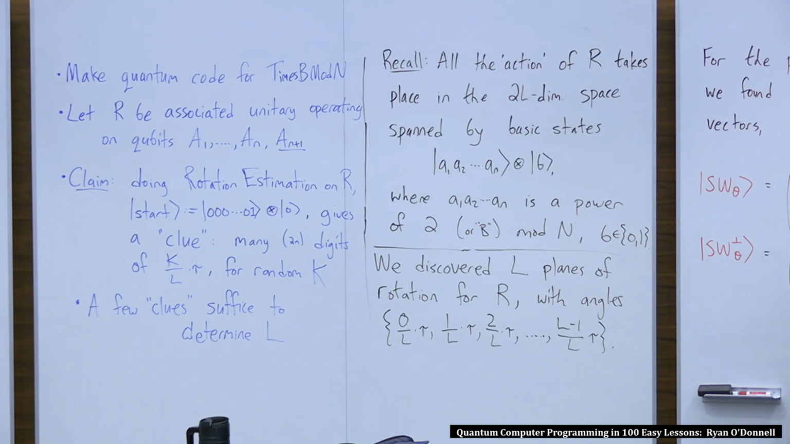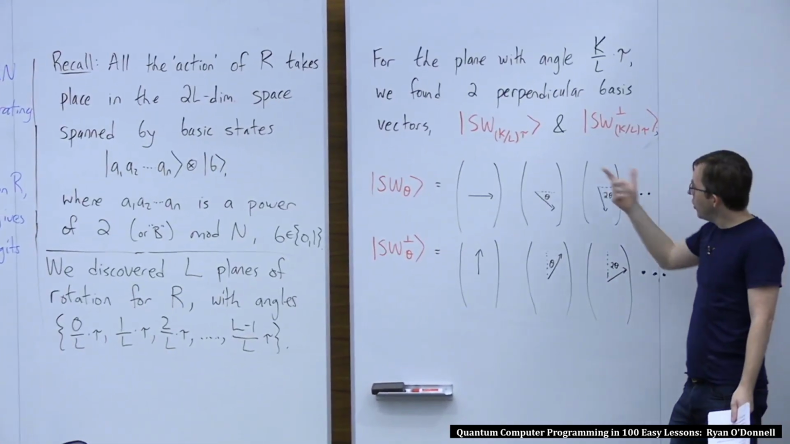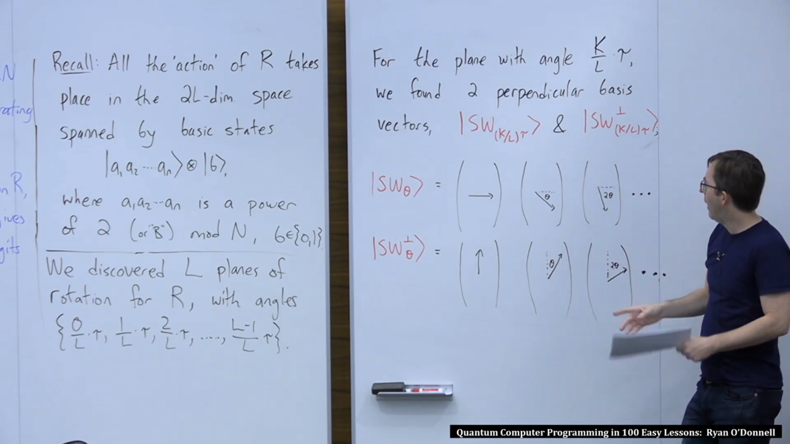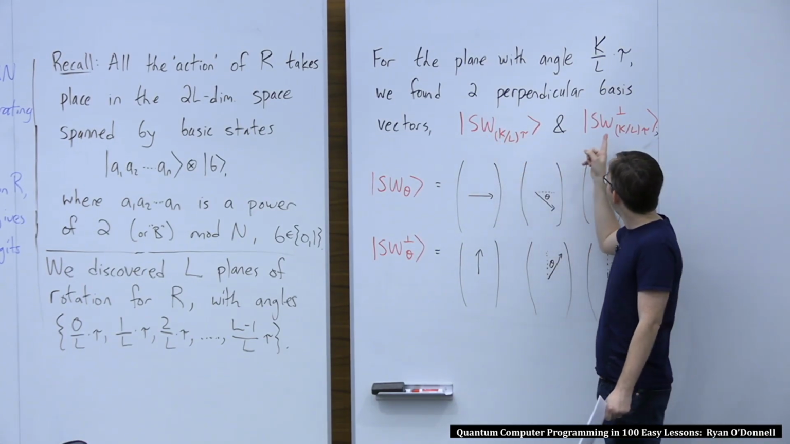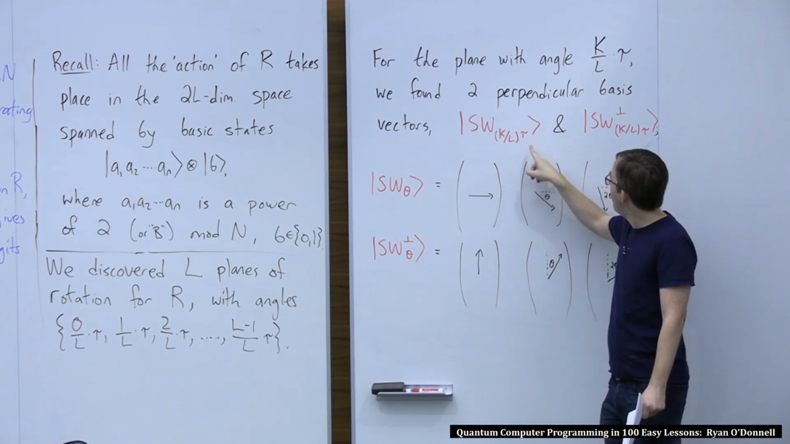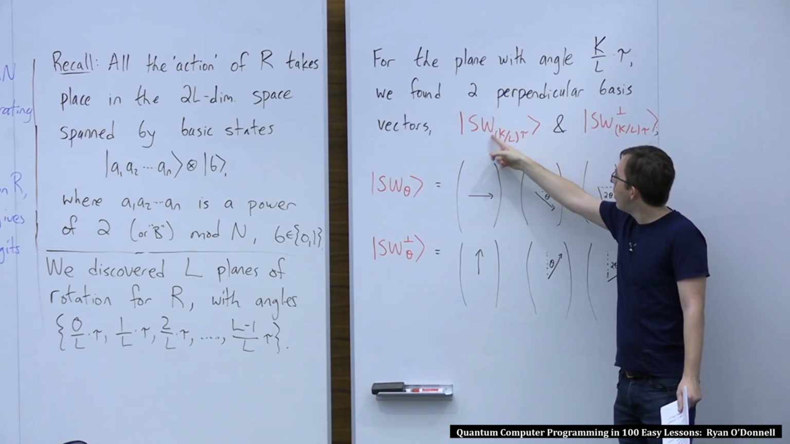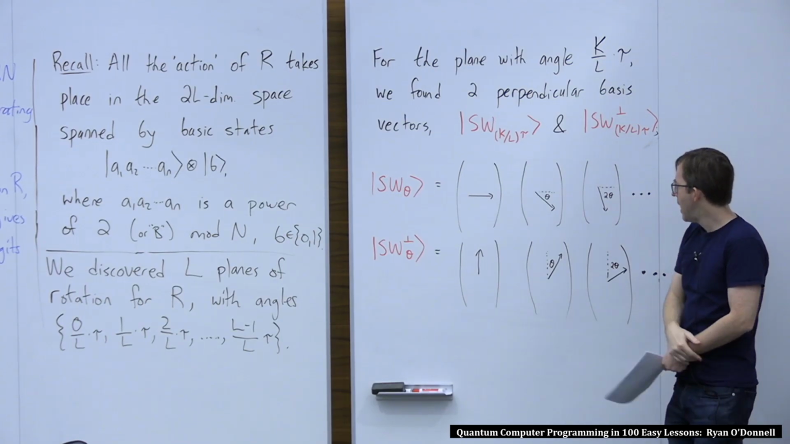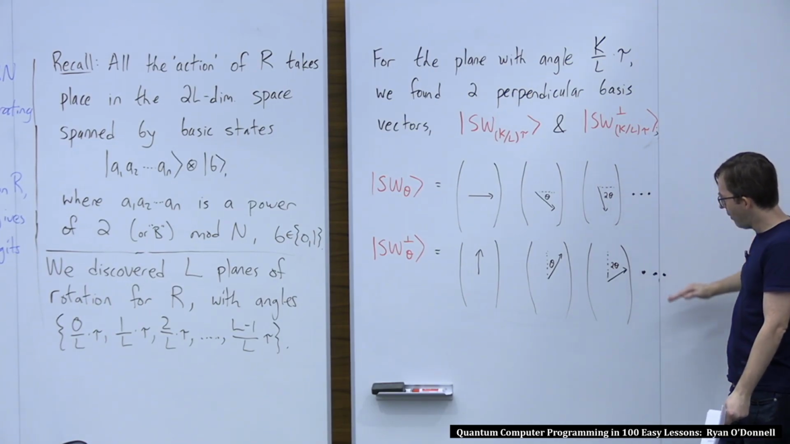Right, so what were these planes of rotation for R that we discovered? Actually, for every angle like this, integer fraction of L times 360 degrees, we found two perpendicular vectors which form a basis for this plane of rotation. And for whatever reason, we called them these steering wheel states. And we subscripted them by the angle, which is KL over tau. And then there's just this one and a 90 degrees rotated one, a perpendicular one, the steering wheel state. And they look like this.